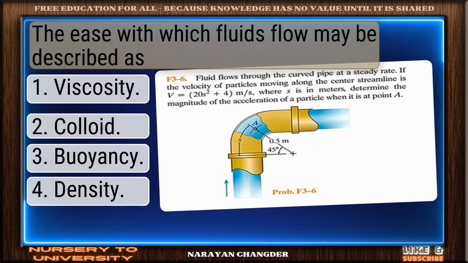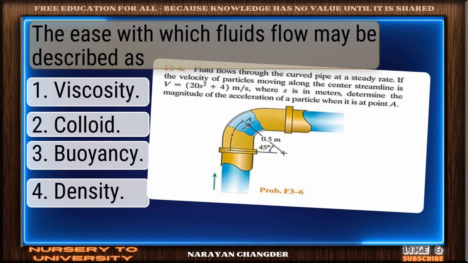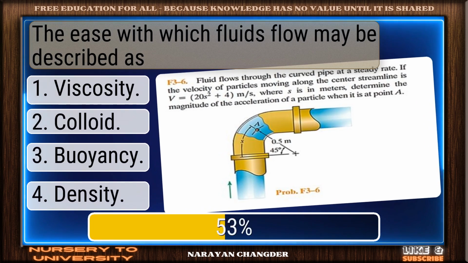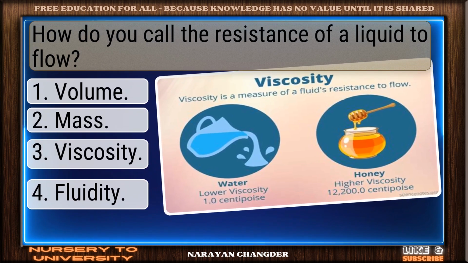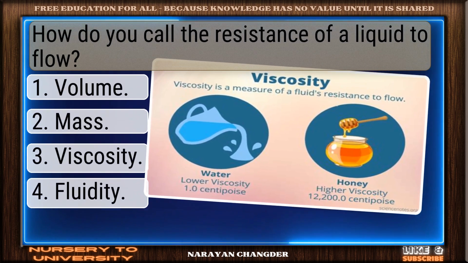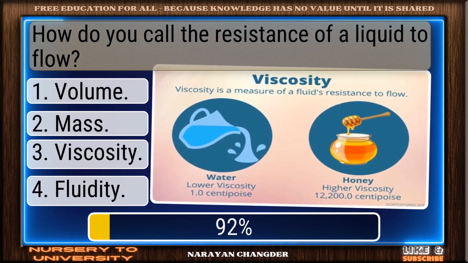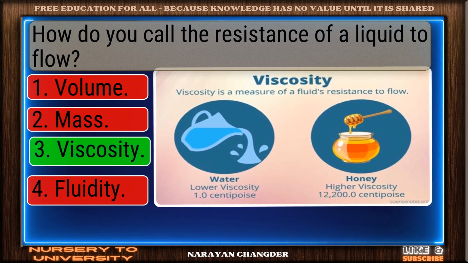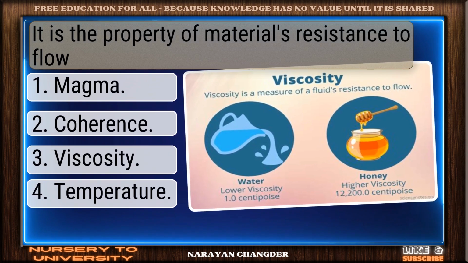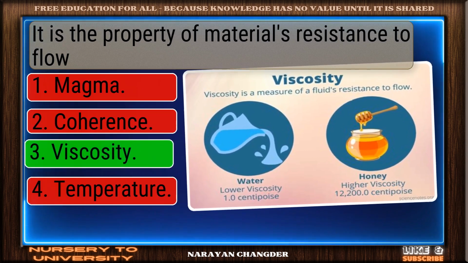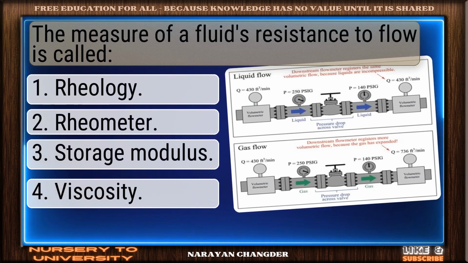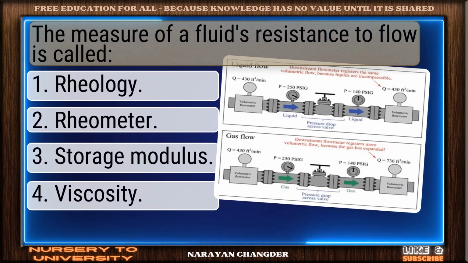Ontrani. The ease with which fluids flow may be described as. That's it. Viscosity. How do you call the resistance of a liquid to flow? Excellent reasoning. Viscosity. It is the property of materials' resistance to flow. Right. Viscosity. The measure of a fluid's resistance to flow is called.